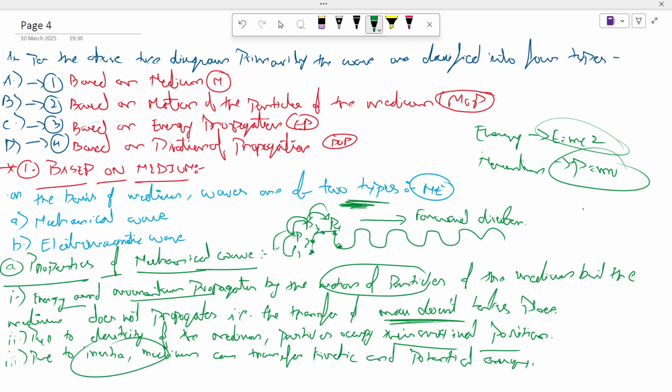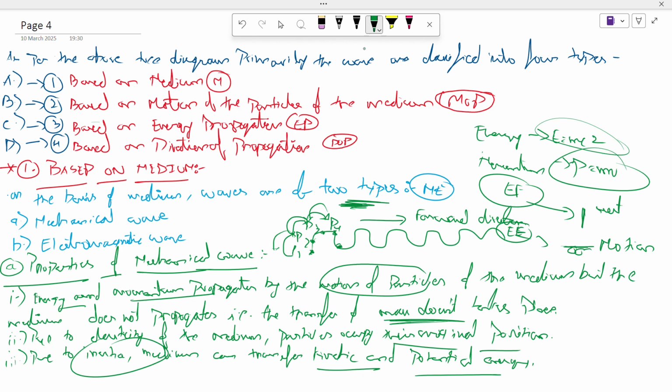What is inertia, my dear students? Inertia is nothing but an object is at rest until and unless an external force is applied, and an object in motion does not change its state until and unless an external force is applied. So due to inertia, there is an involvement of inertia in the mechanical wave, due to which mediums can transfer kinetic energy as well as potential energy easily.